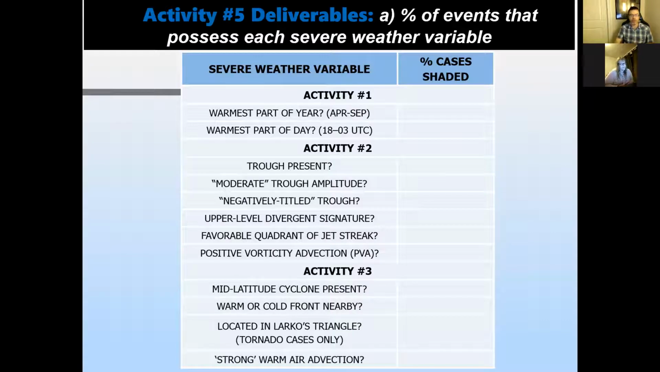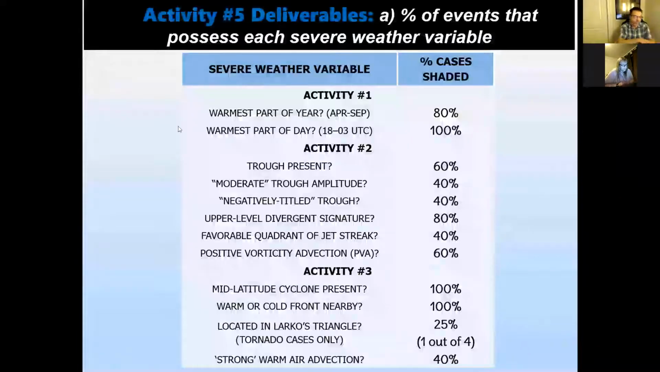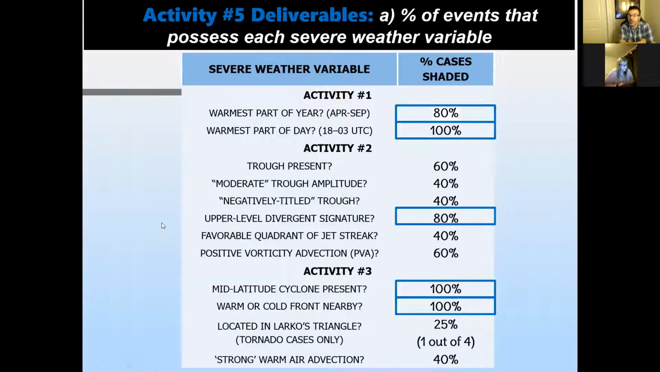The first one that you're going to do is the students are then going to look back at all the data that they collected. And what I've done here was I've listed the parameters that you remember from activities, at least from 1, 2, and 3. And what students are going to do is they're going to respond with the percentage of events that possessed each severe weather variable. In other words, there was a check. They shaded it in. And at least for our case in 2019 for Pennsylvania, this was the result.